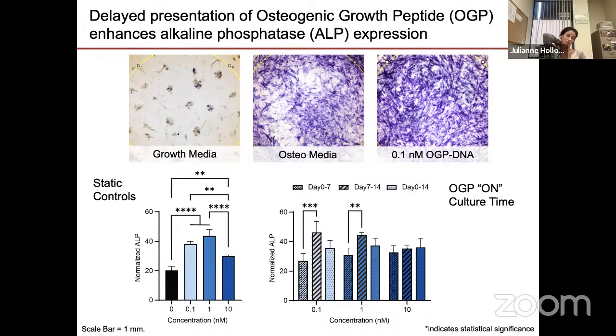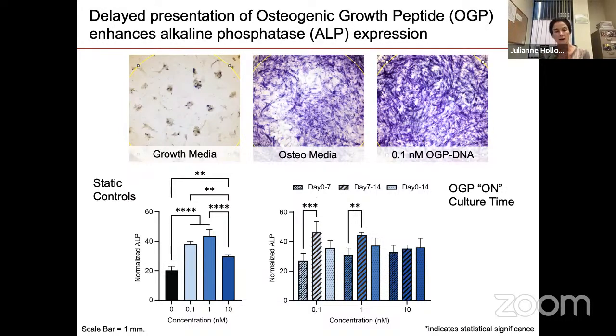And so now we can look at the temporal effect of OGP on alkaline phosphatase activity. And we notice something here that's quite interesting. So the first bar in each of these sets is if the OGP is presented only in the first week. So we have this early presentation. And then this middle bar is if OGP is only presented late, so this delayed presentation only from day 7 to 14. And this final bar in each set is if the OGP is constantly on, so it's on for the entire 0 to 14 days. And what we notice is that consistently for these earlier concentrations, 0.1 and 1, we see that the highest activity is in the group where OGP is presented in a delayed fashion from 7 to 14 days.